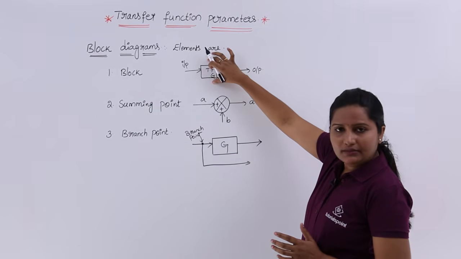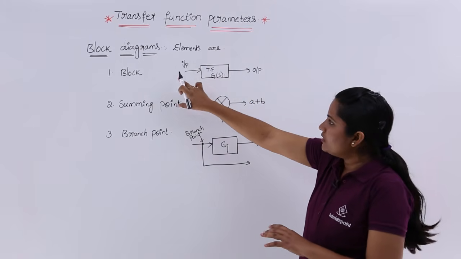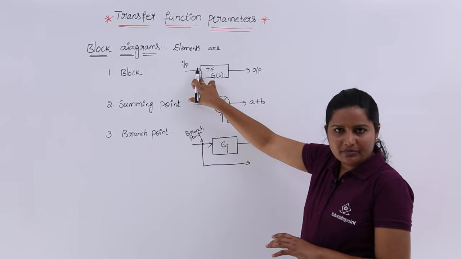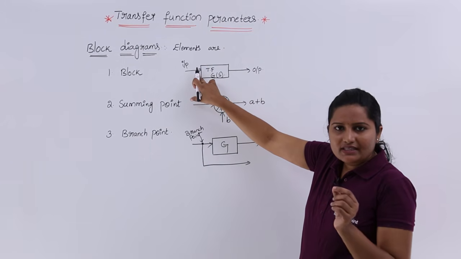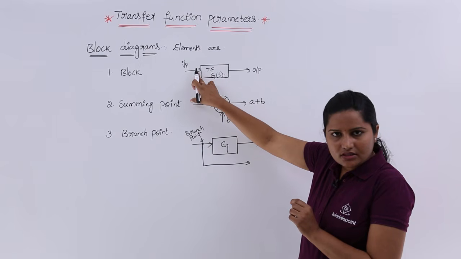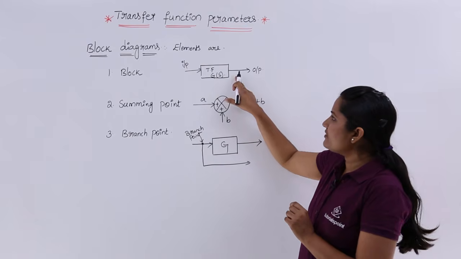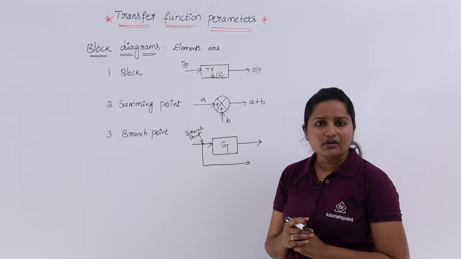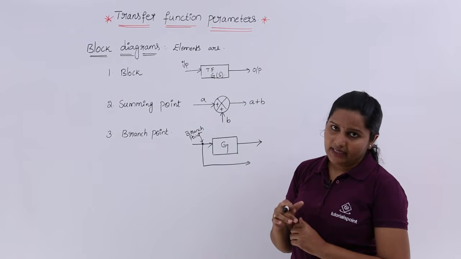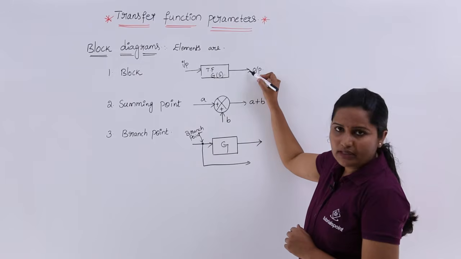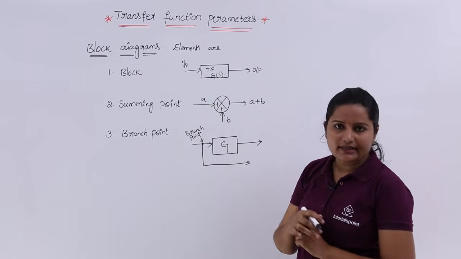If you see this block, a signal is entering the block. Whatever signals enter into the block will be indicated with an arrow mark, like this, and whatever signals leave from this block will be indicated with a leaving arrow mark, and an entering arrow mark like this.